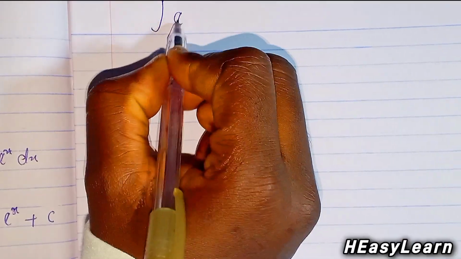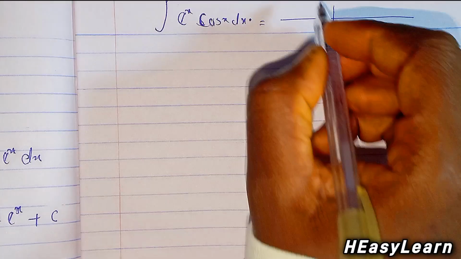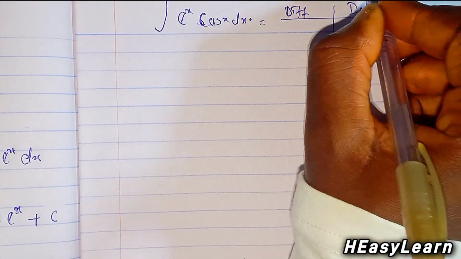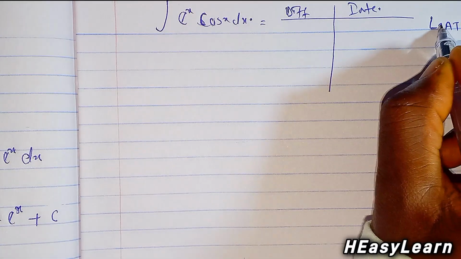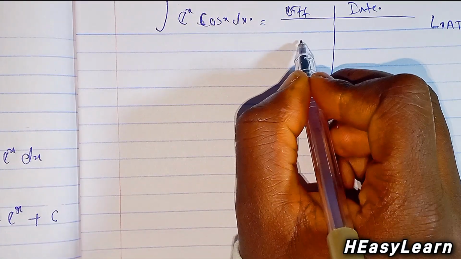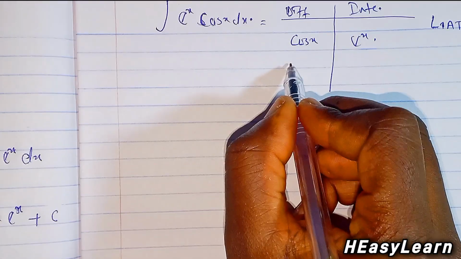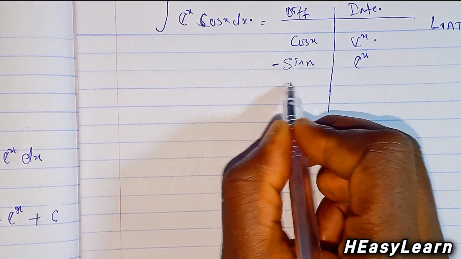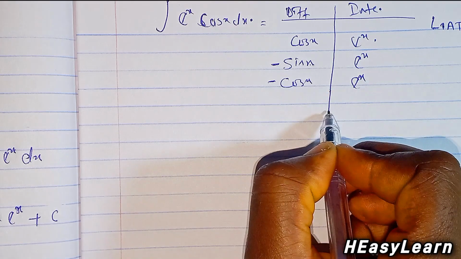The integral of exponential x cos x dx, in this case, is the same thing as, differentiate, then we integrate this side, LIATE. Which one is going to be the function to differentiate? The trigonometric function, which is cos x, and exponential x. What is the differential of cos x? It is minus sine x. The minus here will be here, exponential x.